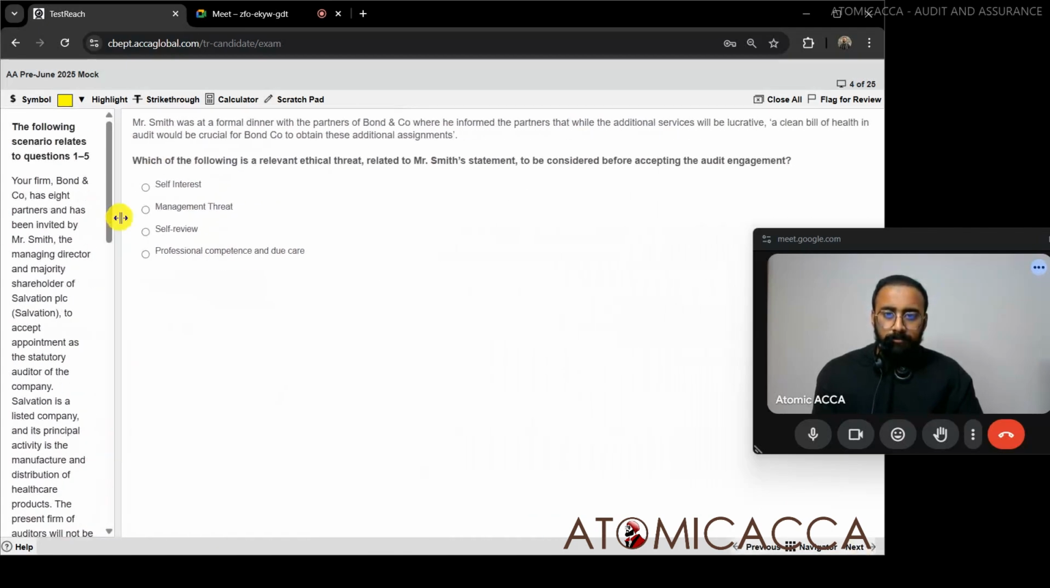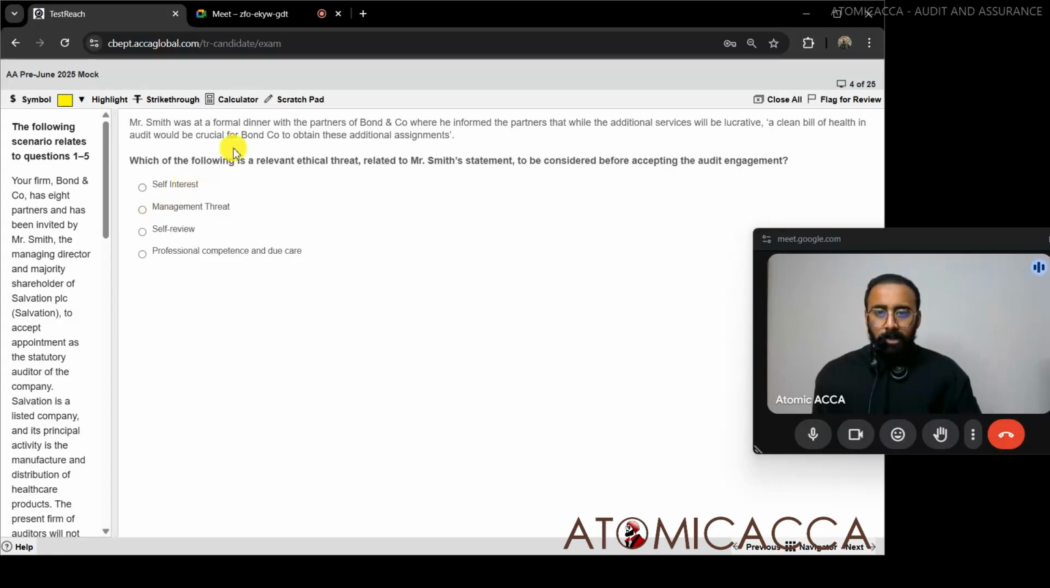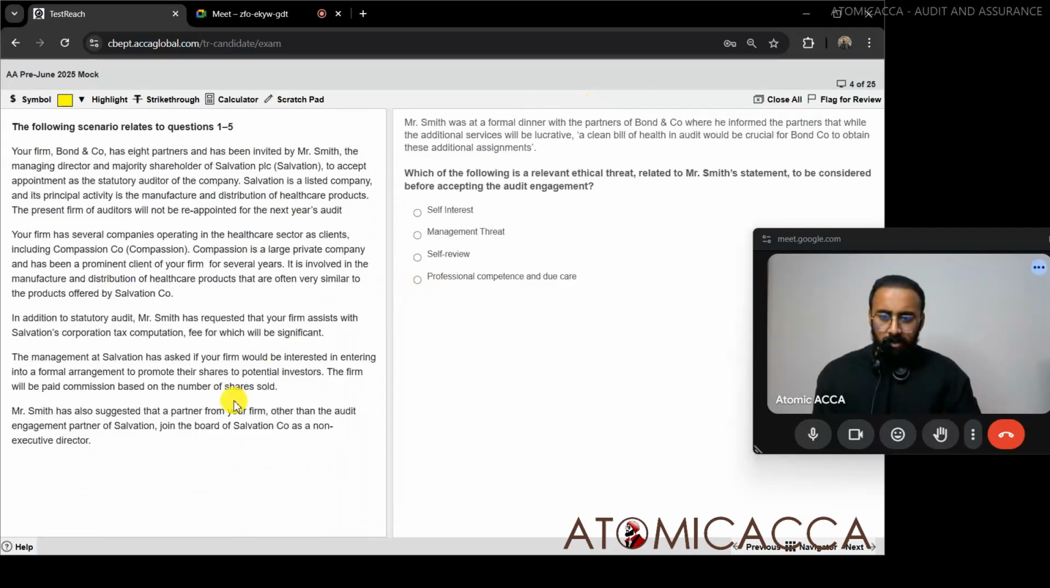Then Mr. Smith was at a formal dinner with the partners of Bond and Company. Mr. Smith is the MD of client, and the partners of audit firm, where he informed the partners that while the additional services will be lucrative, that is that corporate, what tax service was it? Corporate tax computation being significant. So this is very lucrative.